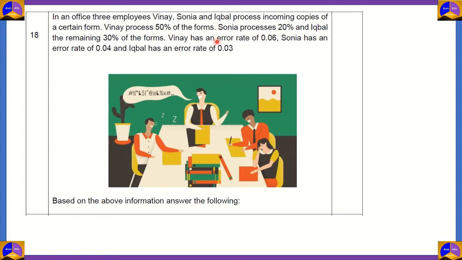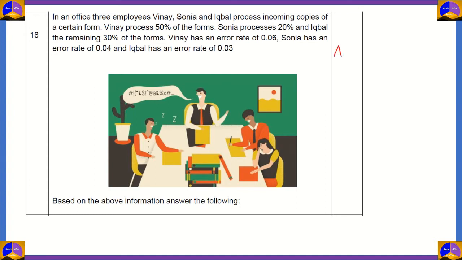Vinay has an error rate of 0.06. Sonia has an error rate of 0.04, and Iqbal has an error rate of 0.03. Now, based on the above information, we have to answer the 5 questions. But before we go there, we'll just note down some terms.